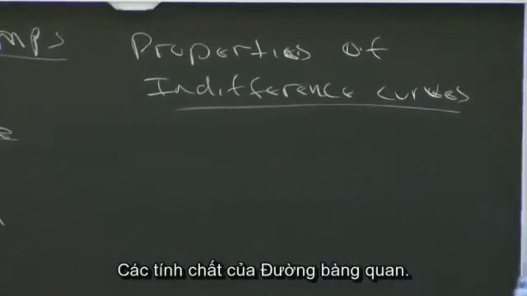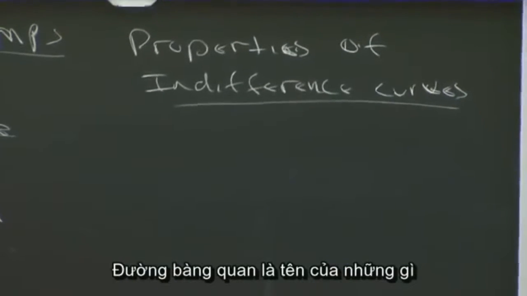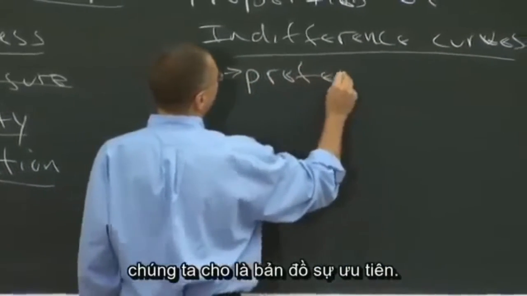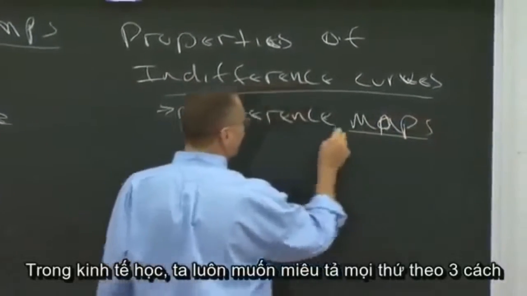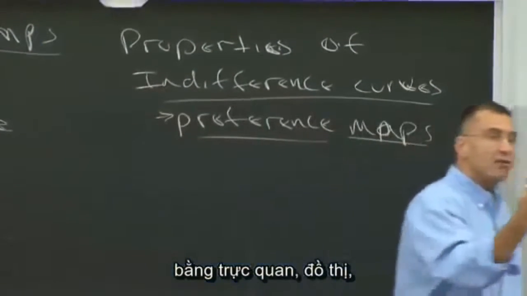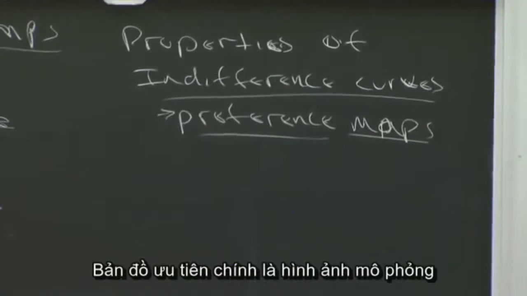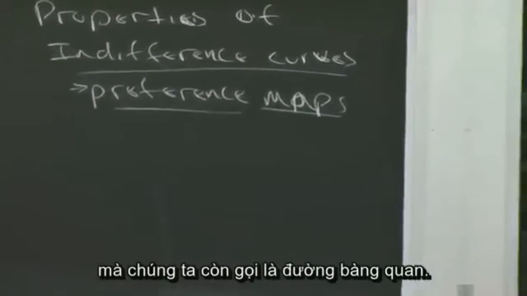Okay, properties of indifference curves. Indifference curves are our name for what you could also think of as preference maps. In economics, we like to be able to describe everything, as I said, 3 ways: intuitively, graphically, and mathematically. Preference maps are the graphical representation of people's preferences, which we do through graphing something called indifference curves.